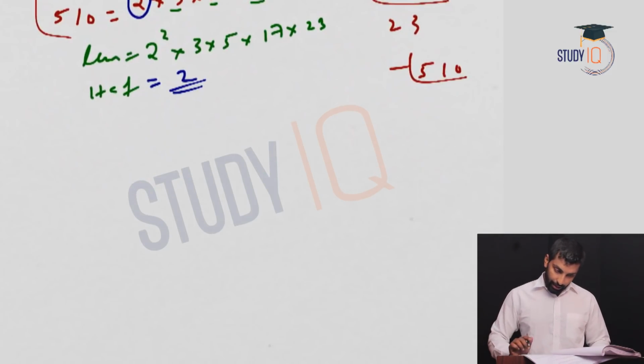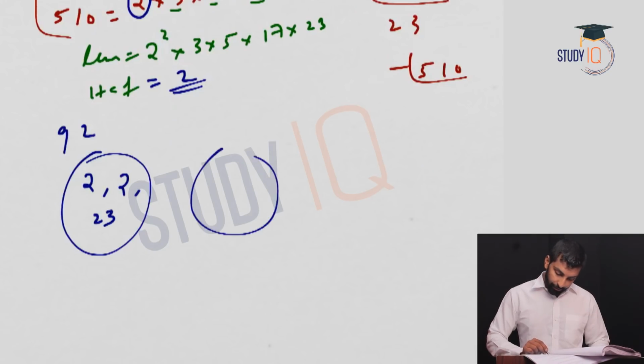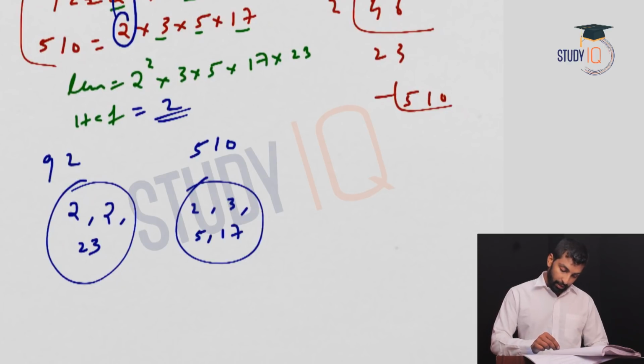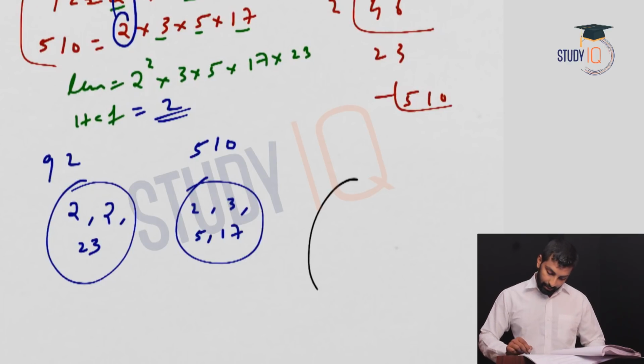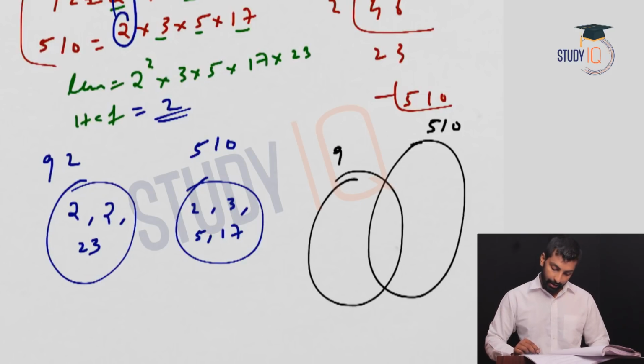Now, if you try to visualize this in a Venn diagram, let's draw 92. What is that? 2, 2, 23. What about 510? 510 is 2 into 2, 3, 5, 17. Now let's join them with the common terms. So whatever is common, let's join. This is 92. This is 510.